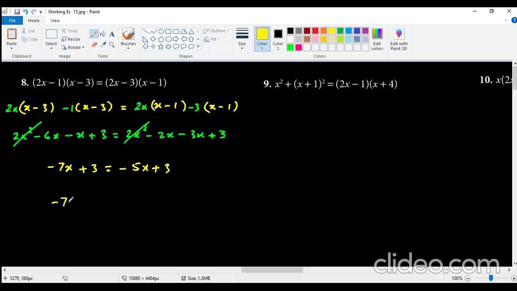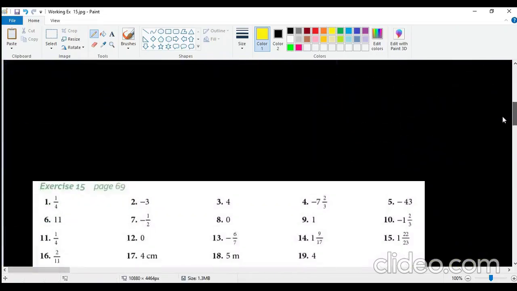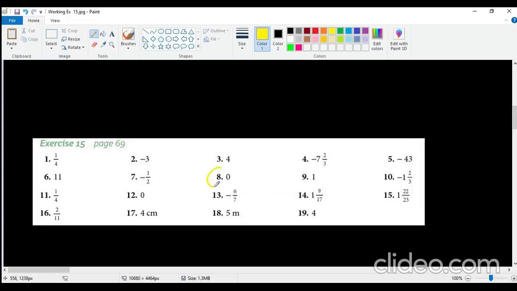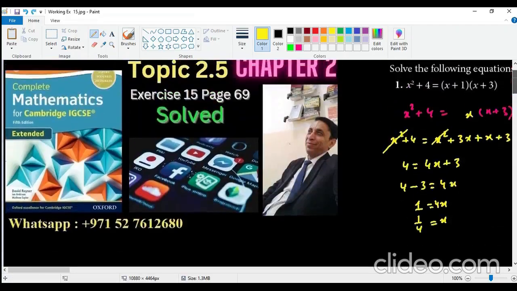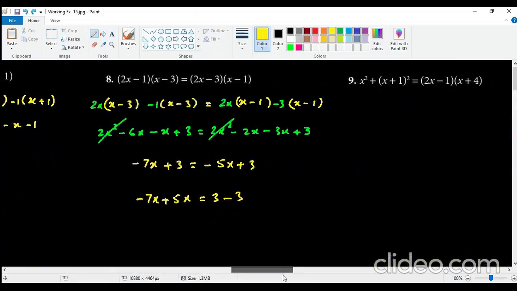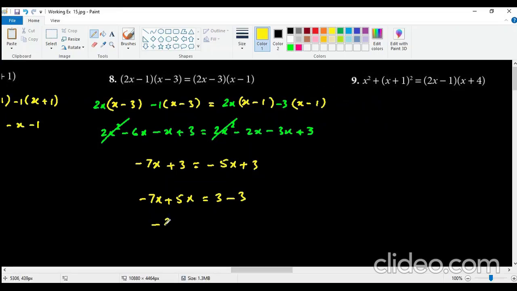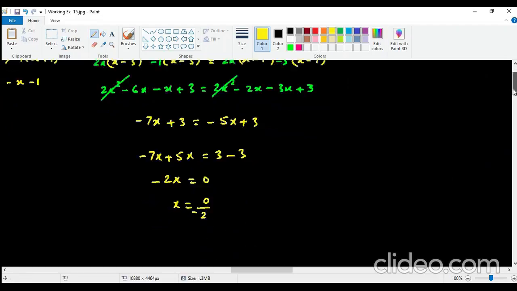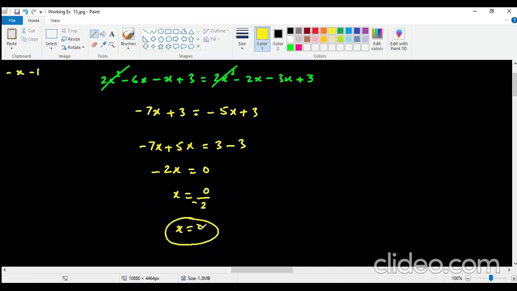Now minus 7x and plus 5x, this negative 5x is going to go to the other side and becomes a positive 5x, then equals 3 minus 3. So this is going to be a cancel, and 7 minus 5x is going to give us a negative 2x. Let's see if there is a problem in question number 8. Let's see what the answer for question number 8 is. 0, as you can see here. So x value is going to be a 0 because the value cannot be found. So this is going to be negative 2x equals 0. That means x is equals to 0 over negative 2. So final answer is going to be a 0 that you can see in the answers.